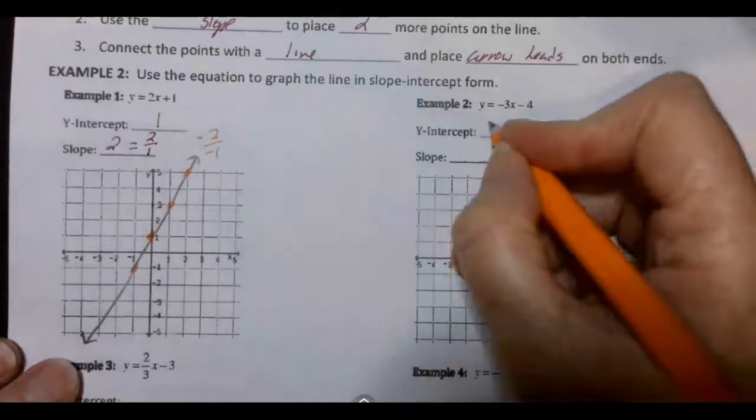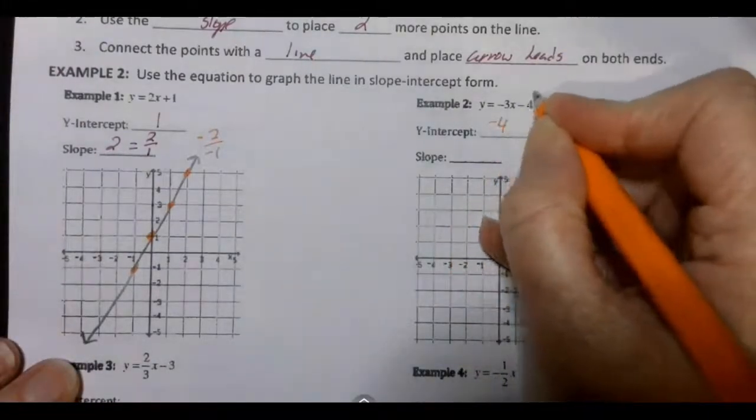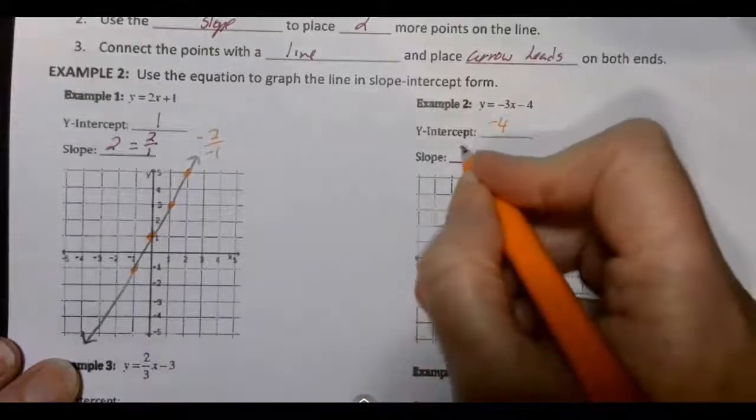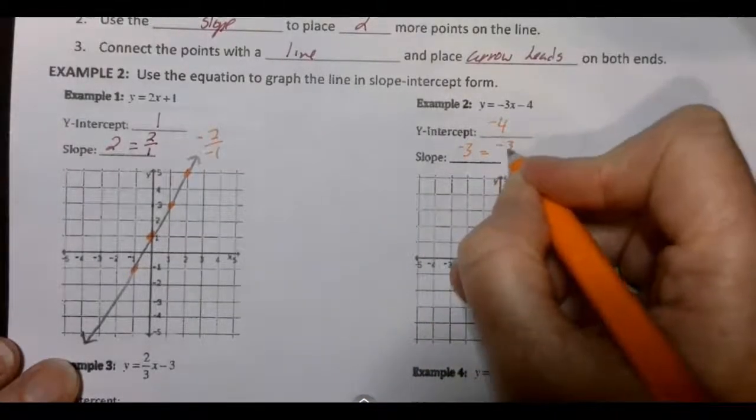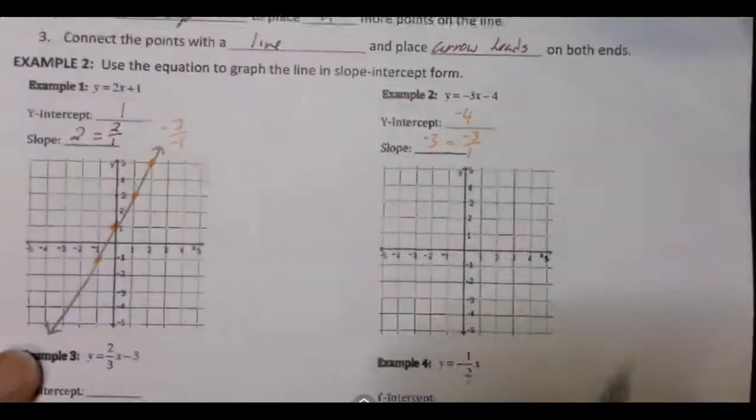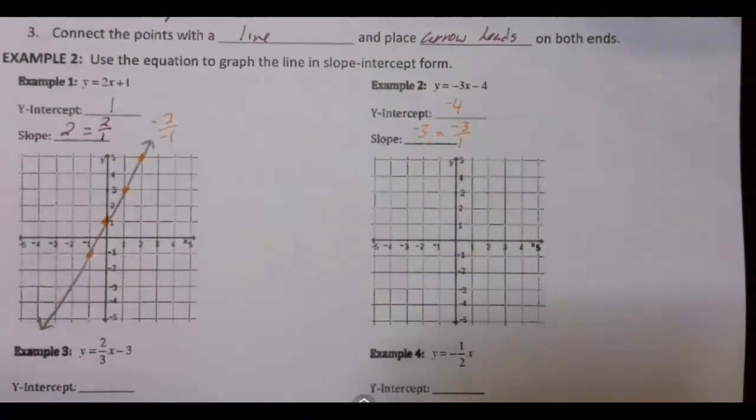So the y-intercept is negative 4. This is my y-intercept right here. My slope is negative 3. But because I'm going to use it for graphing, I'm going to write it as negative 3 over 1. When I'm graphing, I want my slope to be a fraction. It just makes it a little easier.